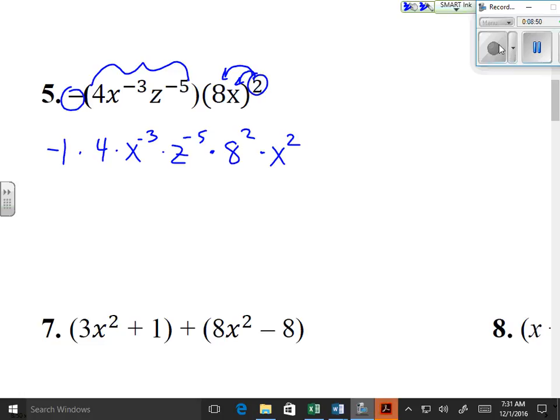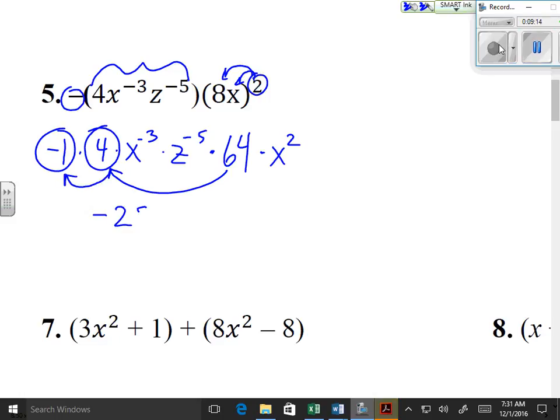So then we start to simplify everything. We have the negative 1 times the 4 times the 8 squared. 8 squared is 64. I'll go ahead and evaluate that. So 4 times 64 is 256. So 256 times negative 1, so it'd be a negative 256 on top. All right, that takes care of the coefficients.